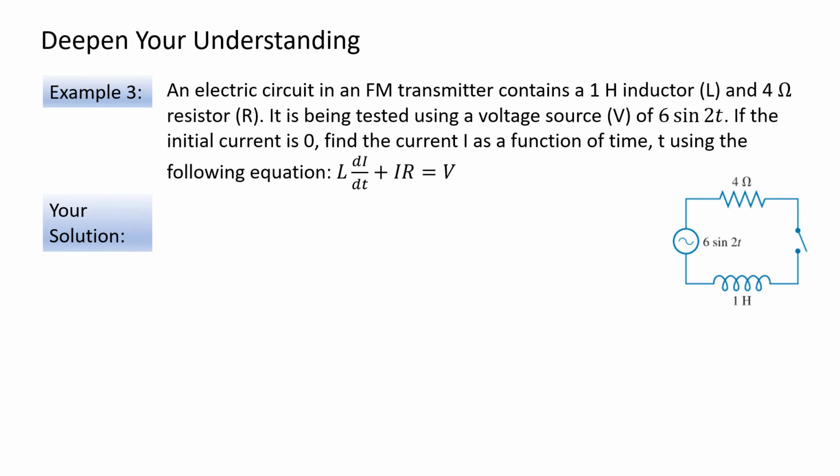Our last example says an electric circuit in an FM transmitter contains a 1 Henry inductor and a 4 ohm resistor. It's being tested using a voltage source of 6 sine of 2t, so fluctuating voltage. If the initial current is 0, find the current I as a function of time t using the following equation: L di/dt plus I times R is equal to the voltage V. And I've given you the diagram here, which is the same diagram from your textbook.